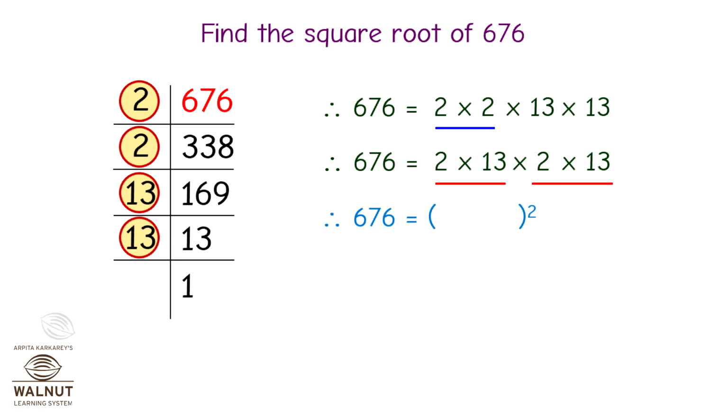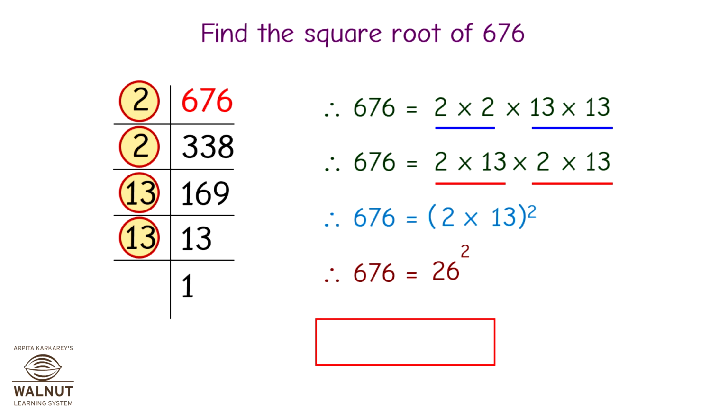So it will look like 676 is equal to 2 into 13 squared. 2 into 13 is 26. Therefore, 676 is equal to 26 squared. Now we write 676 in the radical sign, which is equal to 26. Therefore, the square root of 676 is equal to 26.